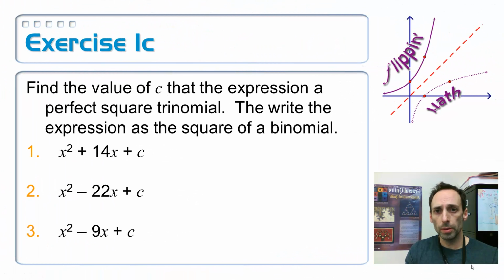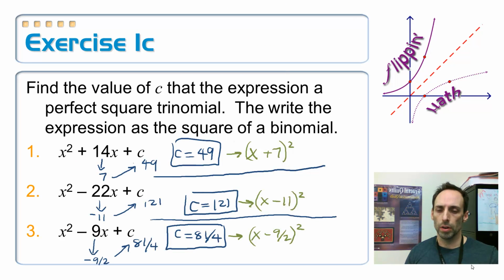So what do you think? You think you got them? You think they were easy? Let's take a look. Alright, so on the first one, we take half of that middle term, get 7, and you square the 7, 49. 49 is what it takes to complete the square, and then it becomes x plus 7 quantity squared. Okay, number 2, take half of the negative 22, get negative 11, square it, you get 121. Almost looks like absolute value 2, but it's not. And then the square of the binomial is x minus 11 squared.